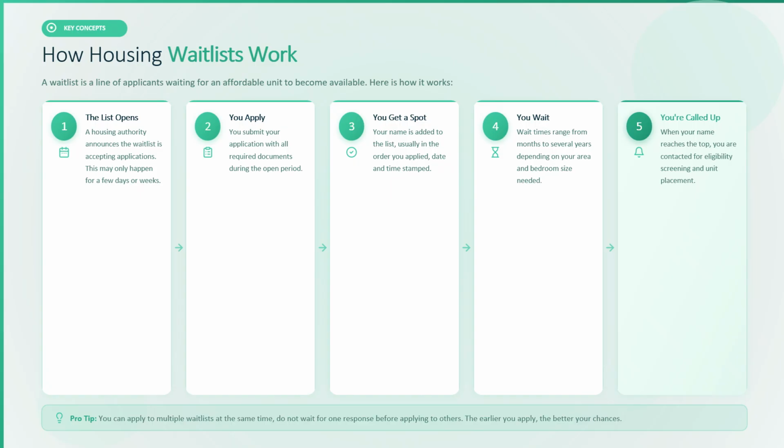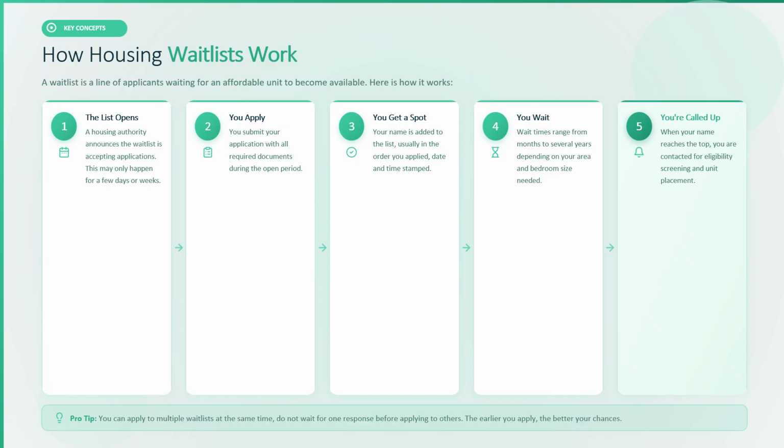Now here's the part most people find confusing. How does a wait list actually work? Think of it like a line. When a housing authority has more people who need affordable housing than they have units available, they open a wait list. People apply, they get a spot in line, and they wait until a unit becomes available for them.